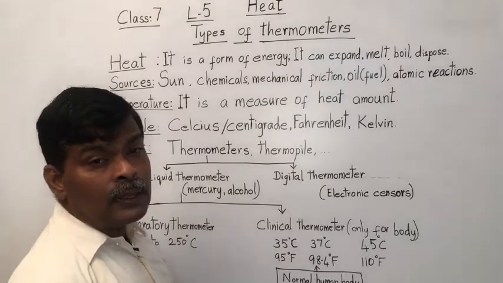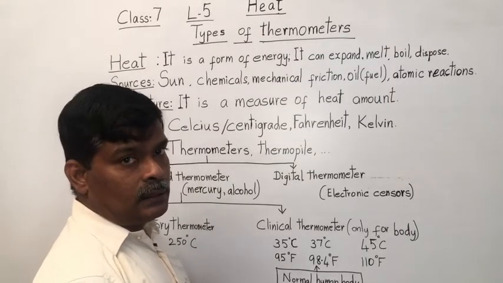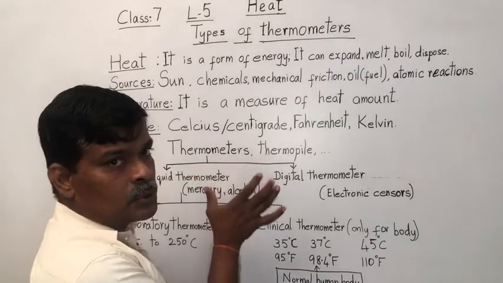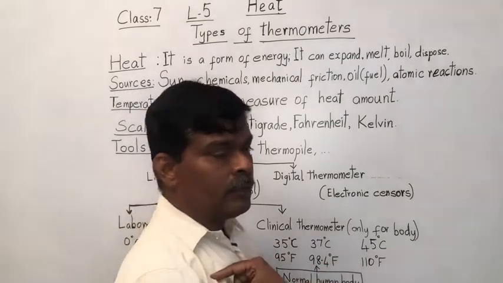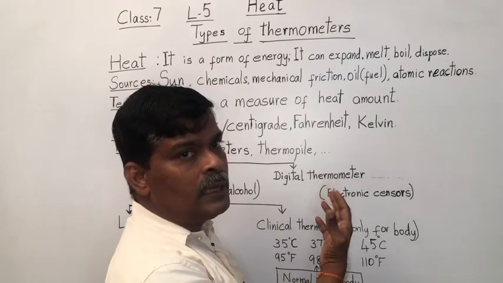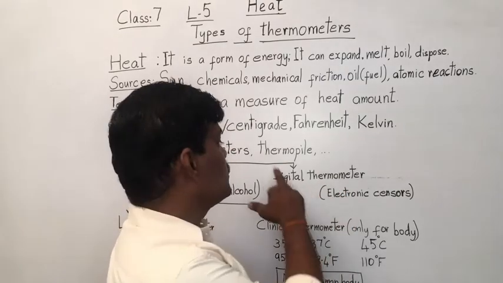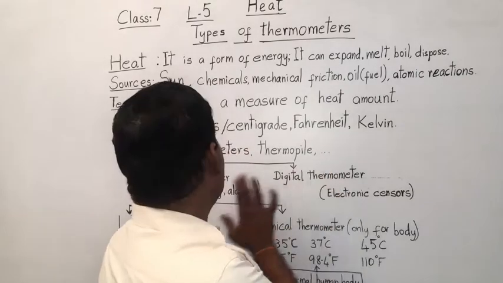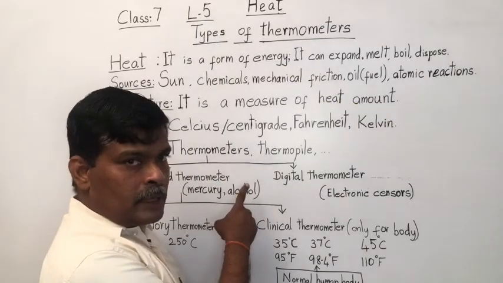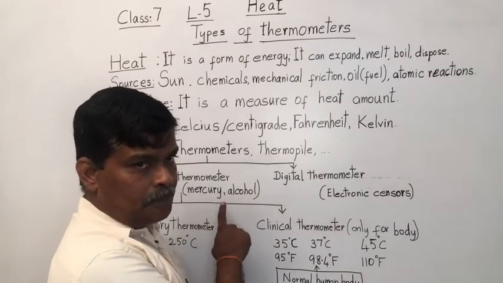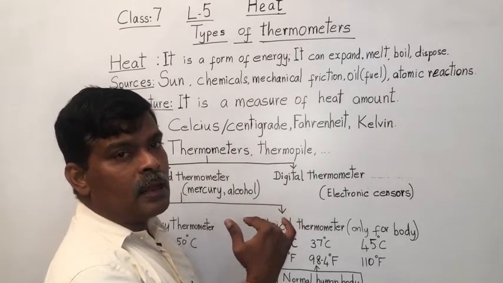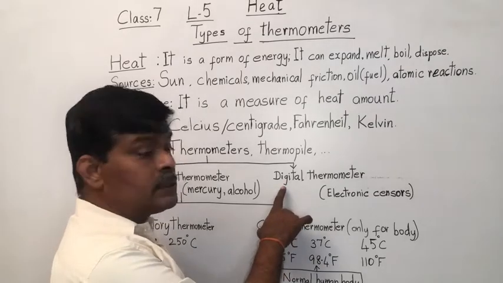So what is the tool we are using for measuring temperature? With the help of thermometers. We know this. Thermometers are used in our clinics to measure our body temperature. Next, thermopile. A heavy amount of heat can be measured in furnaces in factories, and for that we are using thermopiles. Next, thermometers have two types. One is liquid thermometers. In that we are using mercury or alcohol as a liquid for showing the heat amount in thermometers. Next, digital thermometer.